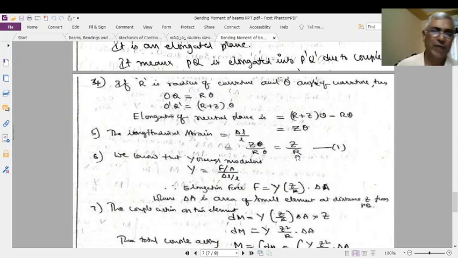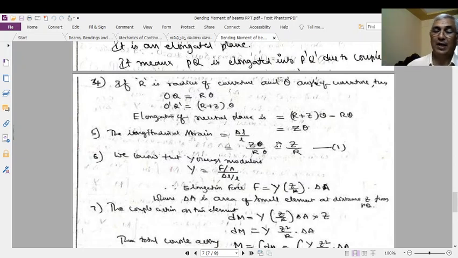Why are we calculating all these things? We want to calculate the restoring couple. Couple means torque, and torque is force into perpendicular distance. Therefore, we need the elastic force and the perpendicular distance. You will get the force from the Young's modulus formula, in which we have longitudinal strain and stress, and in the stress we have the term force. That's why we are calculating all these things. What is our ultimate aim? To calculate the restoring couple, which is force into perpendicular distance.